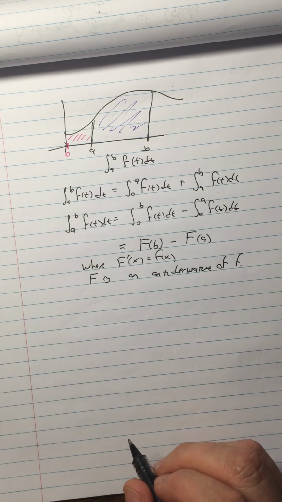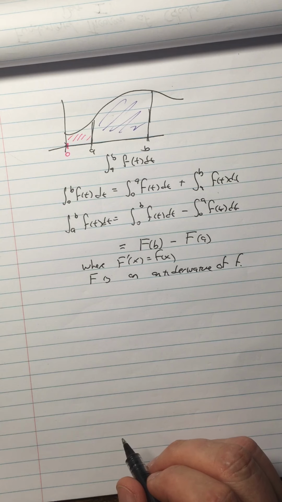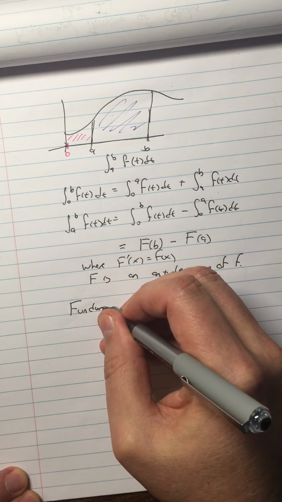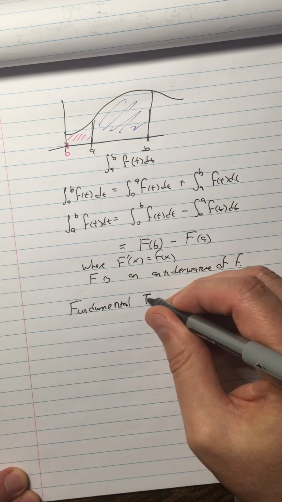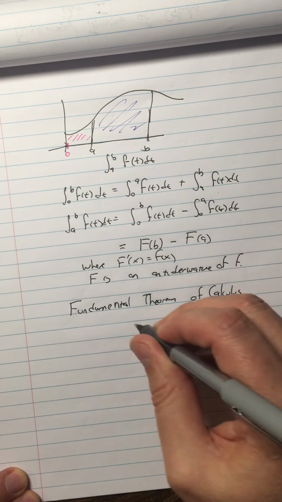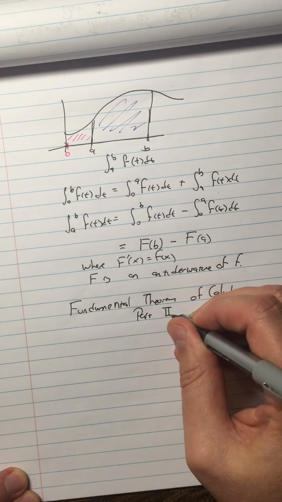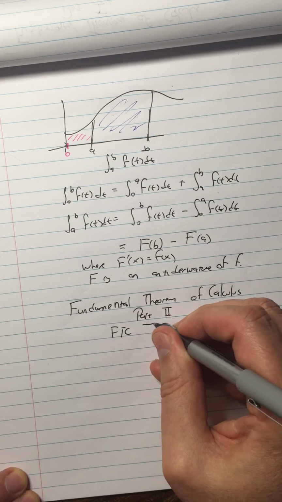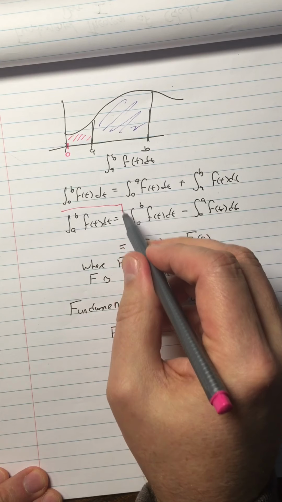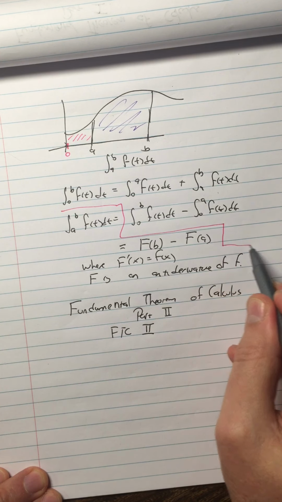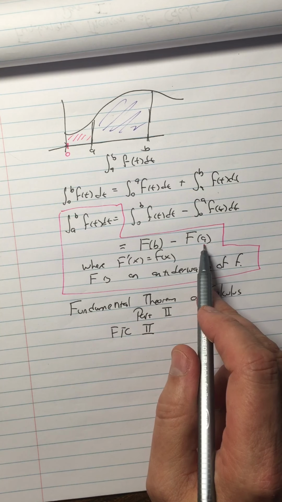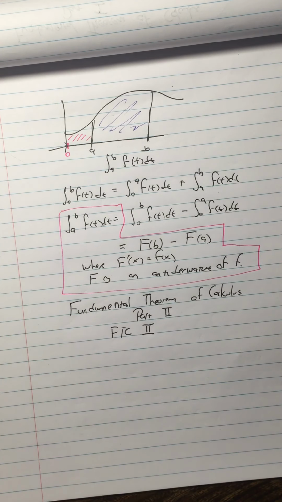This is the fundamental theorem of calculus part 2, often just called FTC 2. Do be aware, some texts change that definition. This is what it is: the integral from a to b of f is capital F of b minus capital F of a, where capital F is an antiderivative of f.